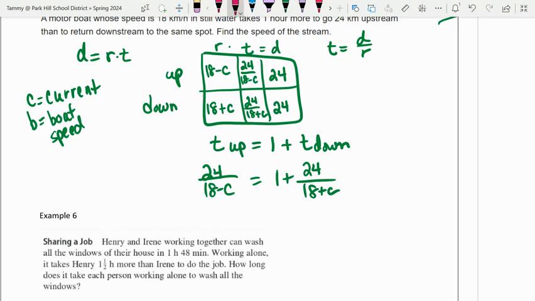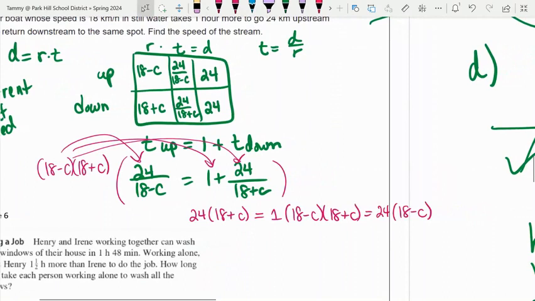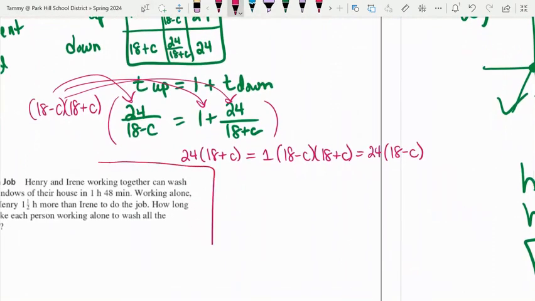Finish this out. We're going to multiply everything by the common denominator of 18 minus c and 18 plus c. So distribute that through the first one. 18 minus c goes away, so I'm left with 24 times 18 plus c equals, distributed here, 1 times 18 minus c times 18 plus c equals, distribute here, 18 plus c's cross off, so 24 times 18 minus c.